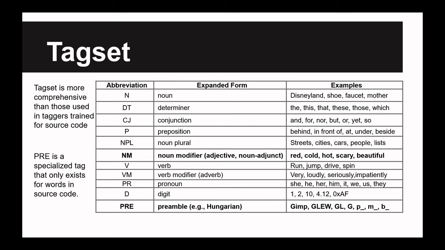The other tag to notice is noun modifier, abbreviated N as in not and M as in mother. Noun modifiers are either normal adjectives or noun adjuncts, which are defined as nouns that are being used as adjectives. We'll see an example of this in a moment.